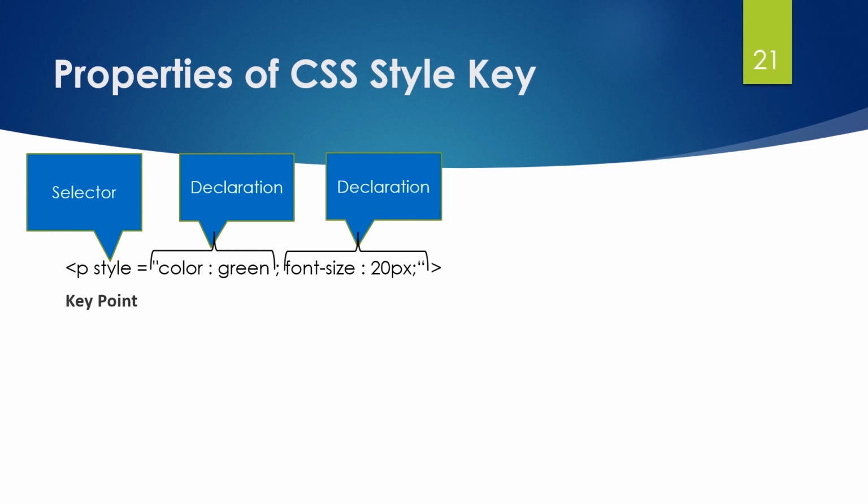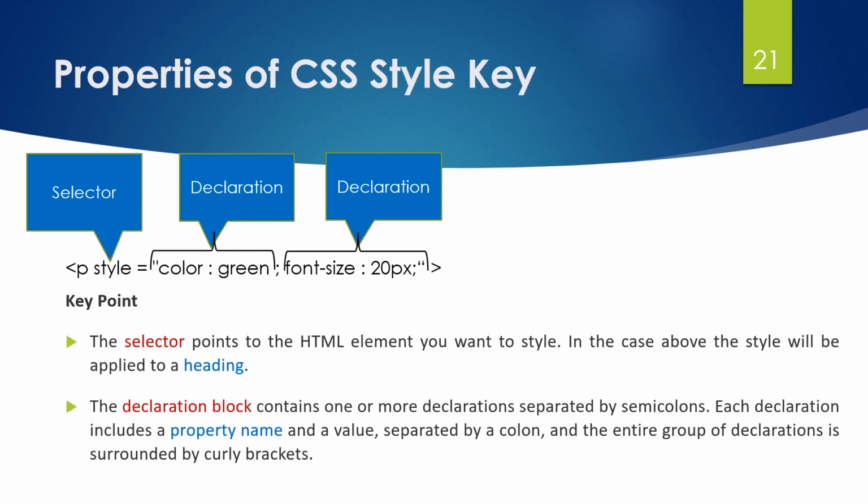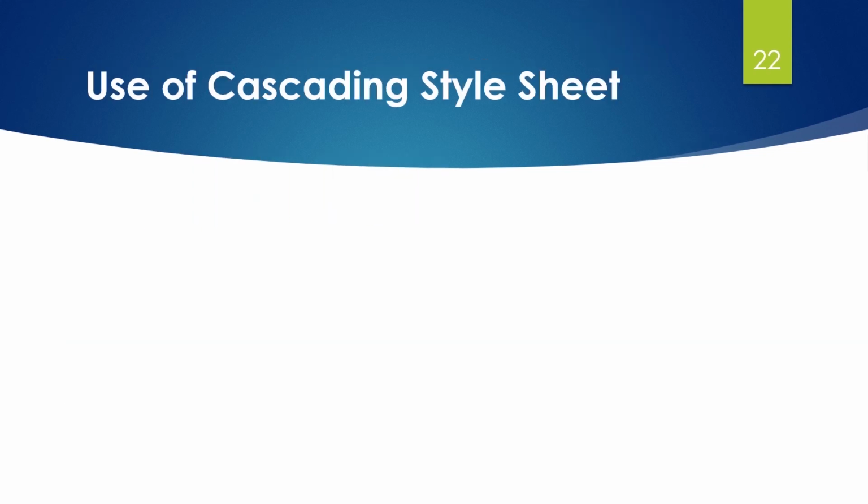Some key points here. The selector points to the HTML element you want to style. In the case above, the style will be applied to a heading. The declaration blocks, on the other hand, contain one or more declarations separated by semicolons. Each declaration includes a property name and a value, separated by a colon, and the entire group of declarations is surrounded by curly brackets.